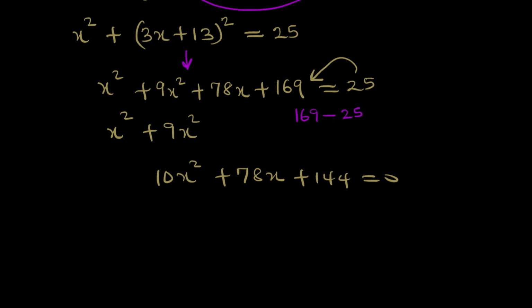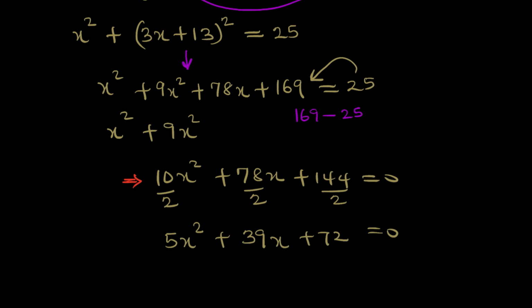So we have a quadratic equation that we now need to check if it is factorizable. Otherwise, we use other methods to solve for x. But then, before I proceed, I can actually divide through by 2 this equation. Let's quickly do that. I'm dividing by 2 because 2 is common to everything. And when I divide through by 2, this gives me 5x squared plus 39x plus 72 is equal to 0.